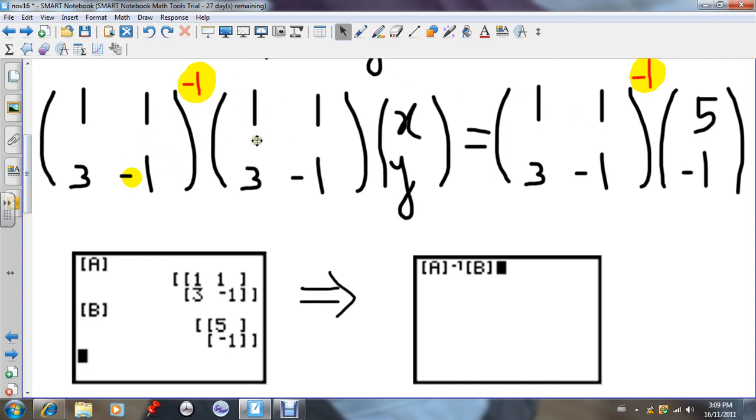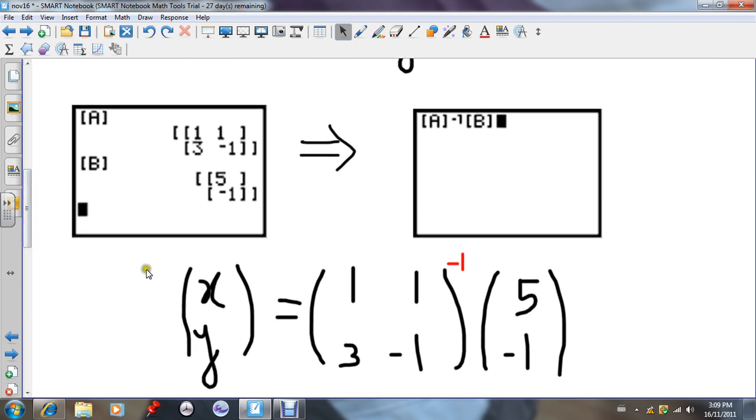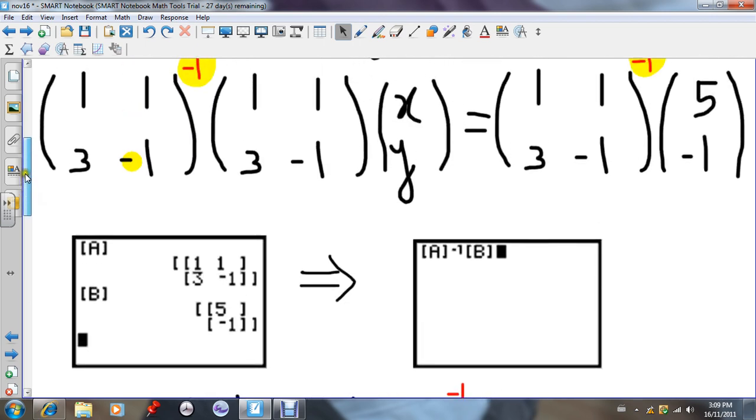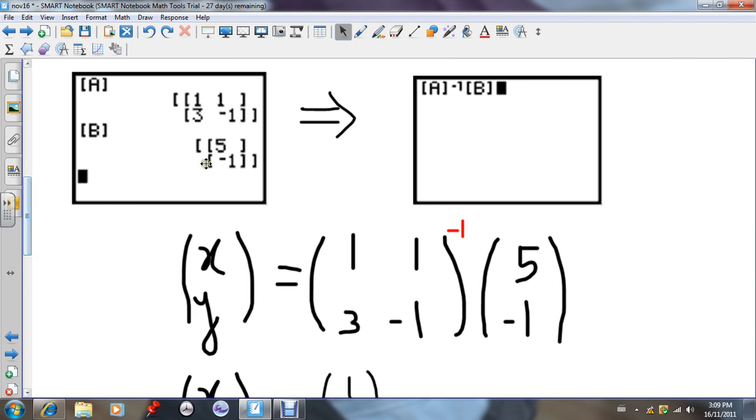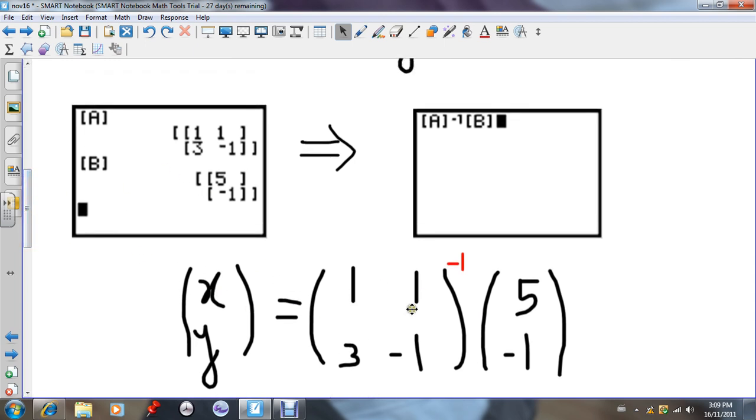The inverse times itself, you should be saying, sir, it cancels, okay? So what do you have? By all means, it cancels out right here. Then what are you left with? Well, you're just left with this one here, matrix A, the inverse of matrix A times matrix B.